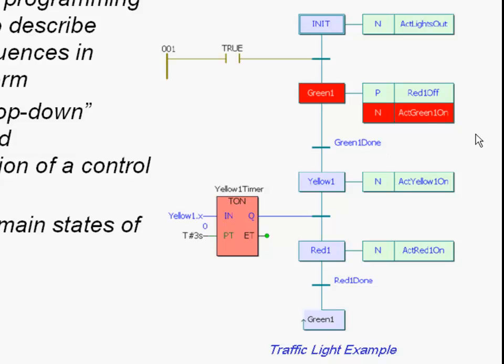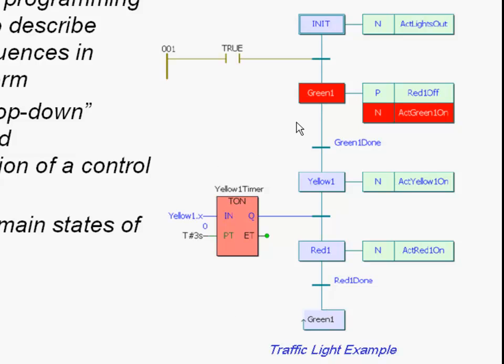Take a minute here. Starting at the top, you can see that it turns the lights out. Then the green light turns on, which turns off the red light. When the green light's done, the yellow light turns on. That's on for a certain amount of time. And then we come down here to the red light. The red light turns on. When the red light's done, the green light turns on again.